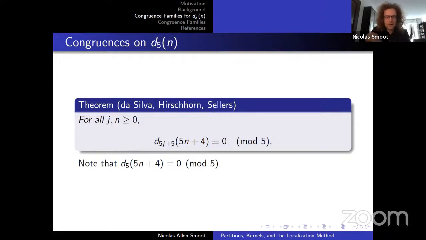Here's a good example. This was proved by De Silva, Hirschhorn, and James Sellers. You're looking at the arithmetic progression 5n+4, but you're also looking at d_k, and k is changing in an arithmetic progression. So d_{5j+5}(5n+4) is divisible by 5. Note that in particular, let's set j equal to 0: d_5(5n+4) is divisible by 5. And of course, if all this is set to 0, d_0(5n+4), that's p(5n+4). That's also divisible by 5. So this is a very, very pretty result.